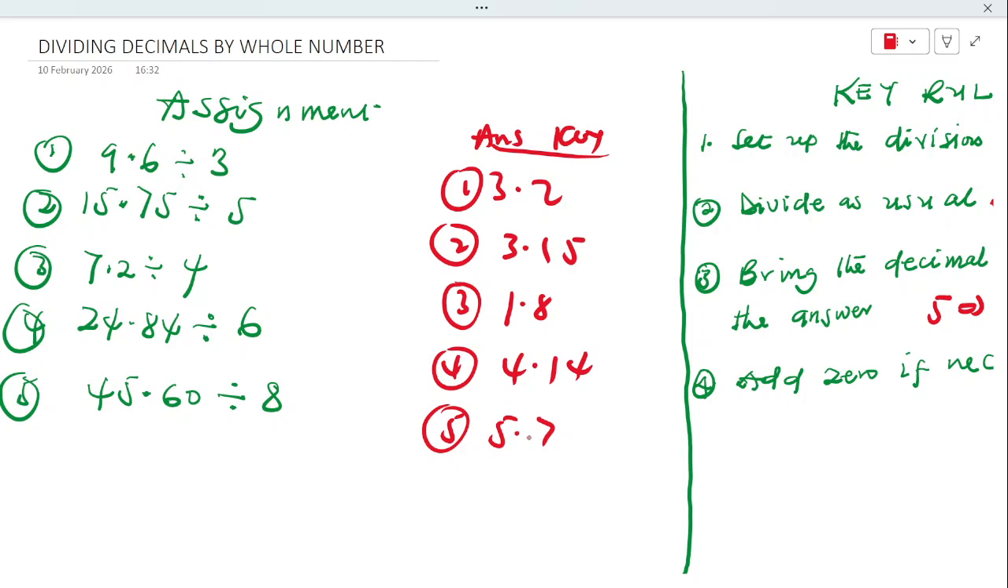And I hope you have now learned how to divide decimals by whole numbers using long division. You're going to practice daily to become confident.